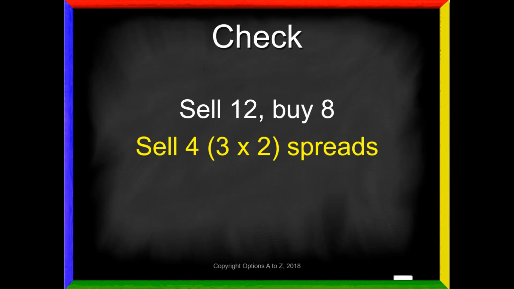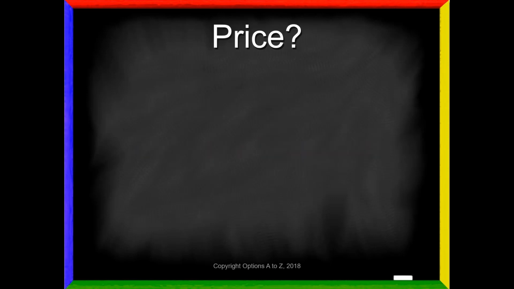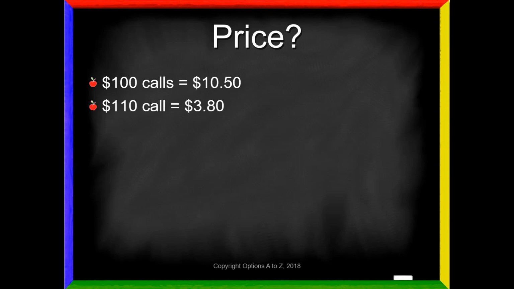What will the price be? Well, that depends on the prices that we're seeing in the open market. Let's say hypothetically that our $100 calls that we're selling are trading for $10.50, and the 110 calls, the ones we want to buy, are trading for $3.80. I showed you 2 methods to figure out the net credit. I think the easiest is to just pretend that the entire order is filled. We would end up selling 12 for $10.50, which would give us $12,600. And from that credit, we're going to buy 8 at $3.80. That's going to cost us $3,040.